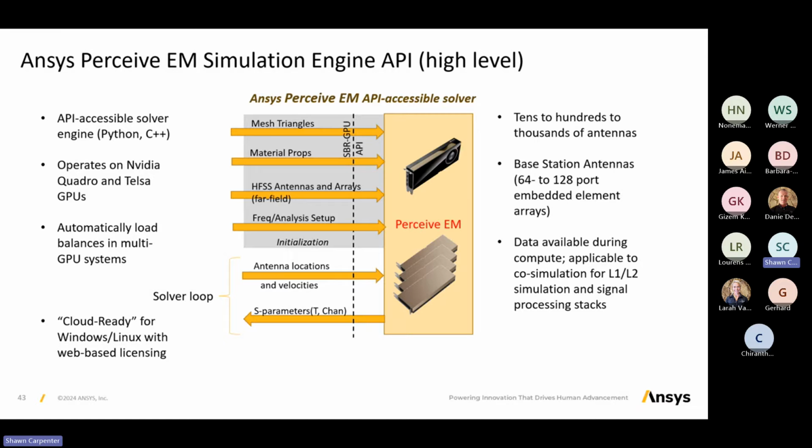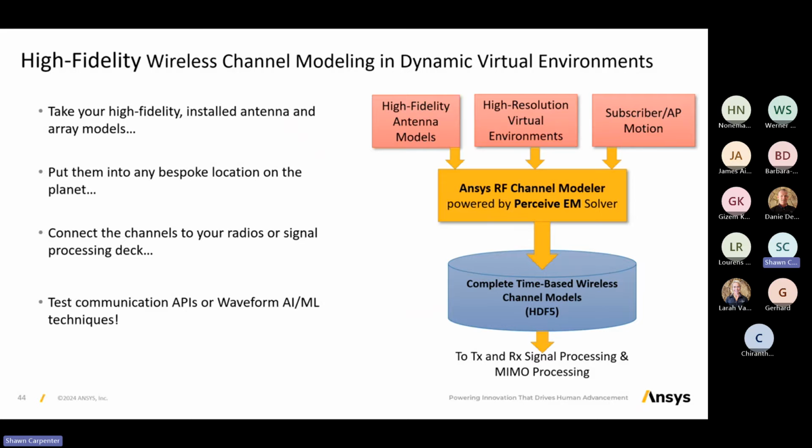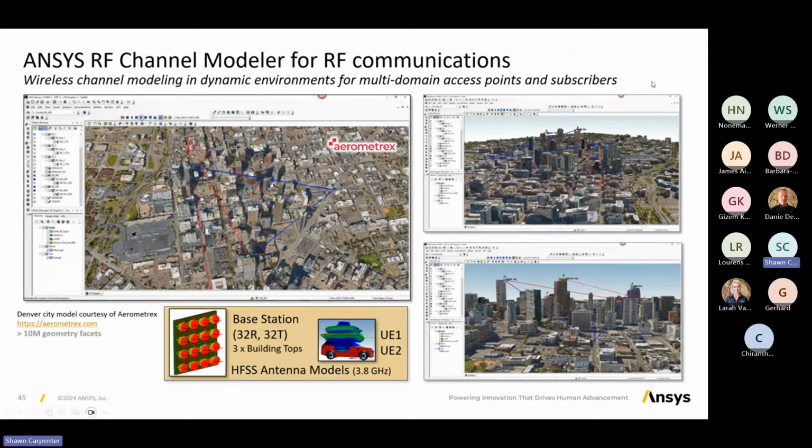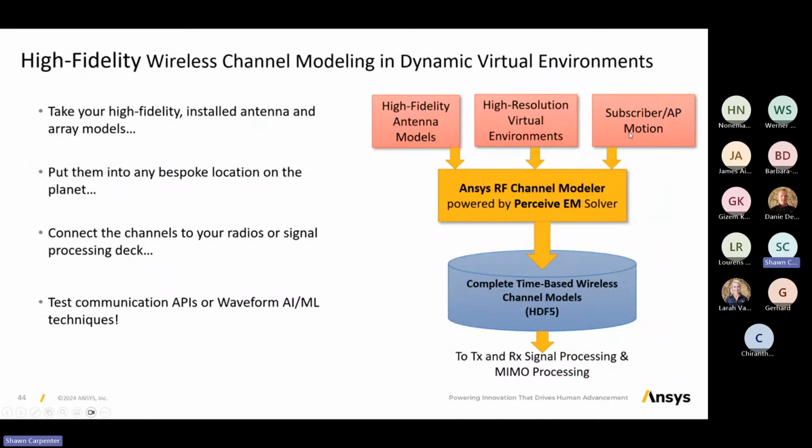Now this is something that requires you to do a bit of your own programming, since it is an API accessible only kind of formulation. Not everybody wants to do all of their programming to break the environment down into mesh triangles. So we've taken this solver engine and put it together with our mission simulation software so that we can give our customers the framework to combine their high fidelity antenna models that come from HFSS, bring them together with high resolution virtual environment models like the cityscape or a mountain terrain or city terrain, and the buildings and all the structures and constructs that go into an environment, along with a plan for the subscriber and access point motion for how things fly, drive, orbit.